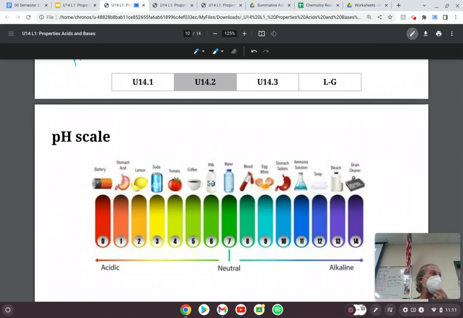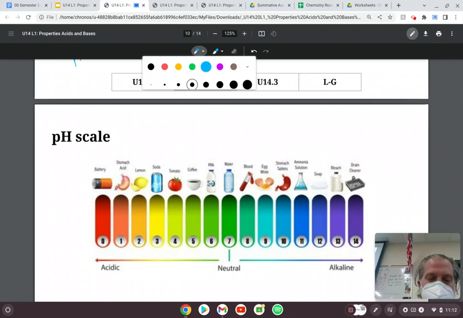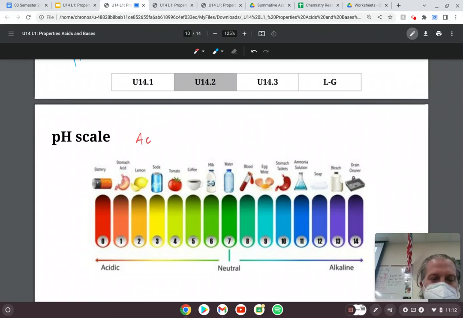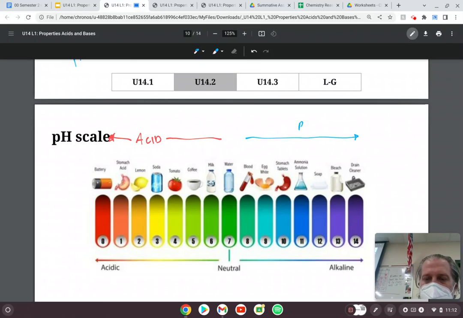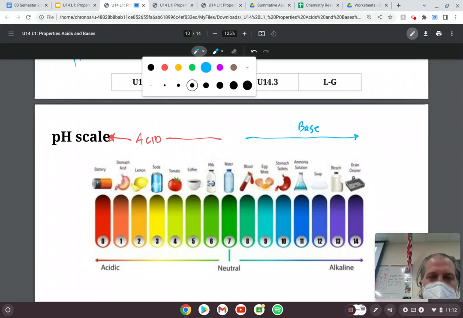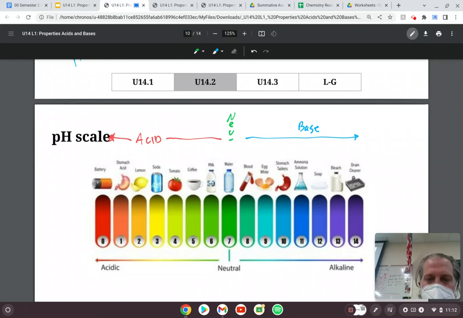Anywho, here's an example of a pH scale. The pH scale basically has a lot of things on it, but just like we talked about up above, if it's an acid, the pH goes down. If it's a base, the pH goes up. And if it's neutral, the amount of hydronium is equal to the amount of hydroxide.